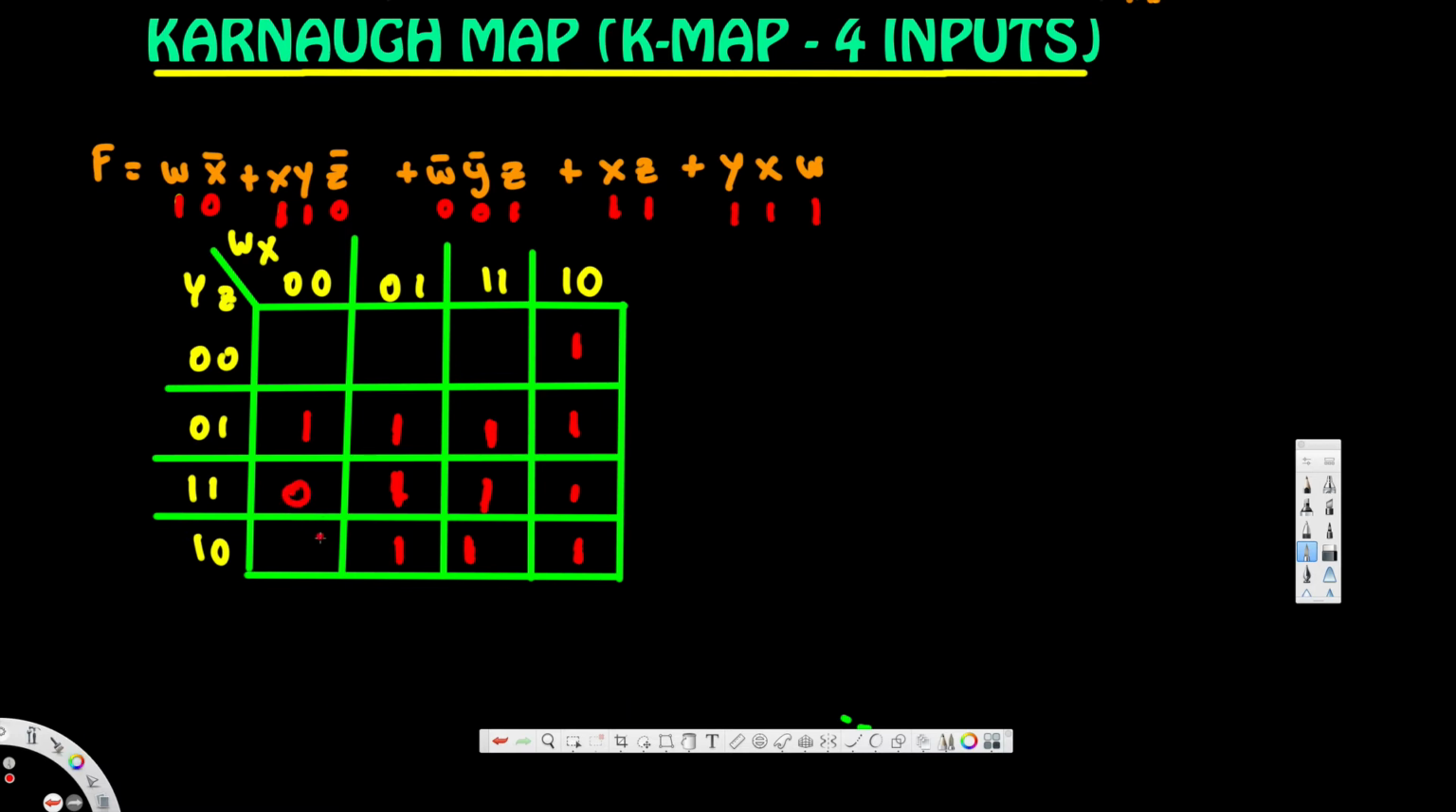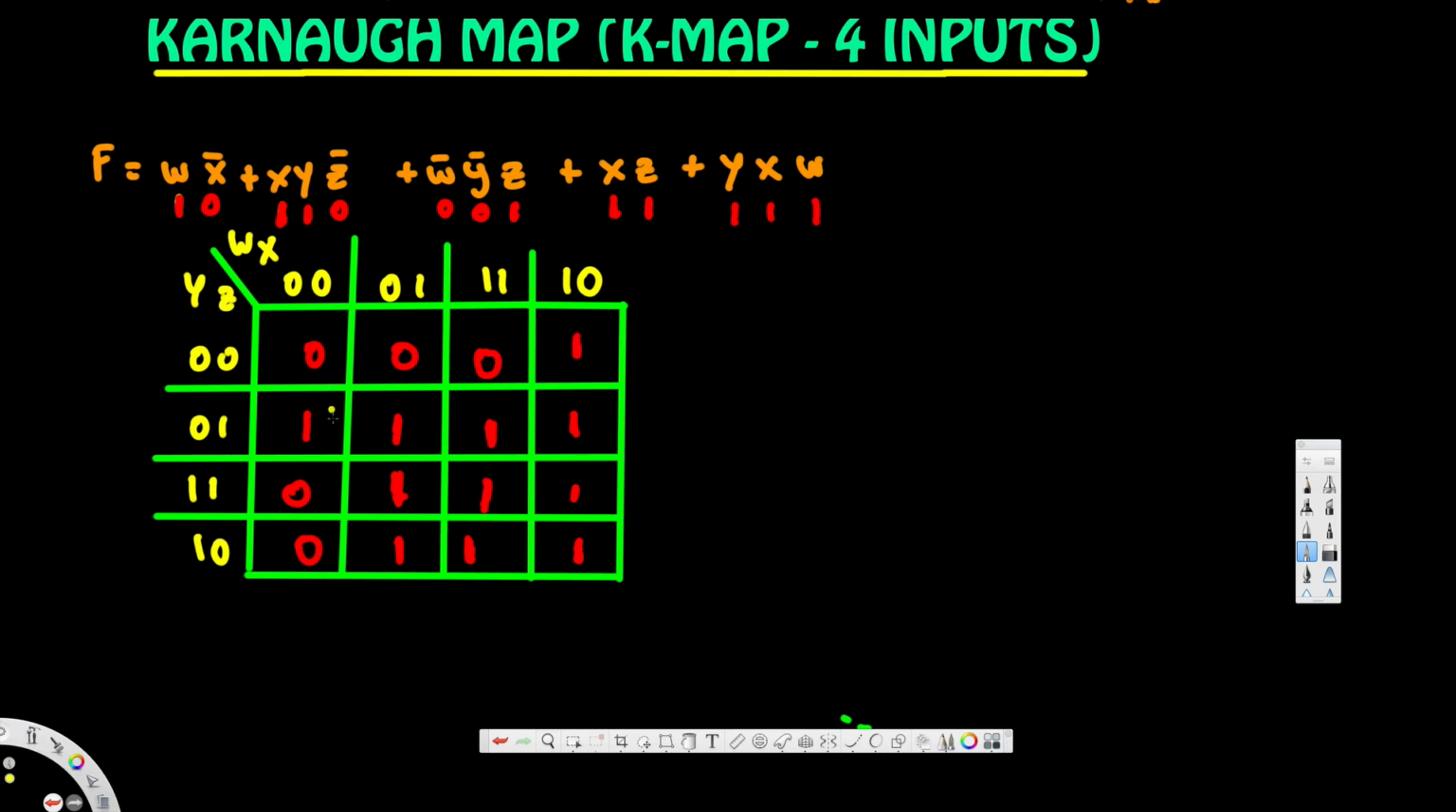So this is going to be 0, this is going to be 0, this is going to be 0, this is going to be 0. Now let's try to find the sum of product. Sum of product, as I mentioned before, we have to look at 2, 4, 8, 16. 16 is better than 8, 8 is better than 4, 4 is better than 2, 2 is better than 1.